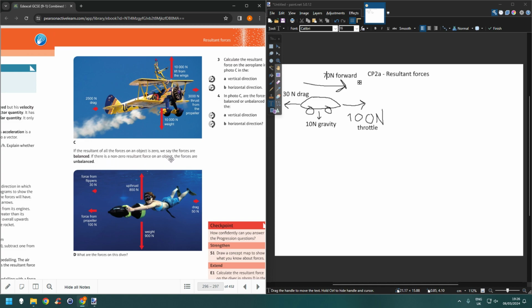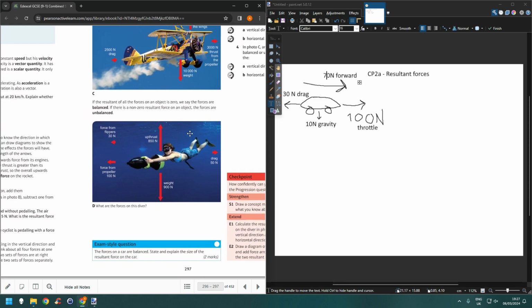So, if we can see here, 10,000 newtons of weight, so right now it's just being pulled down 10,000 newtons, but 10,000 newtons of lift from the wings cancels out the weight, so right now it's kind of hovering in midair. 3,000 newtons of thrust from the propeller, so it's going forward, not moving up or down because they cancel each other out. And it's also got 2,500 newtons of drag, which means that the resultant force is 500 newtons forward, because 2,500 is 500 newtons less than 3,000 newtons.